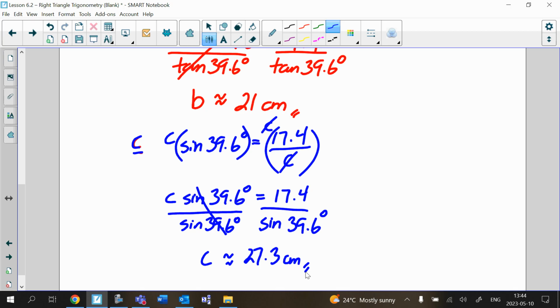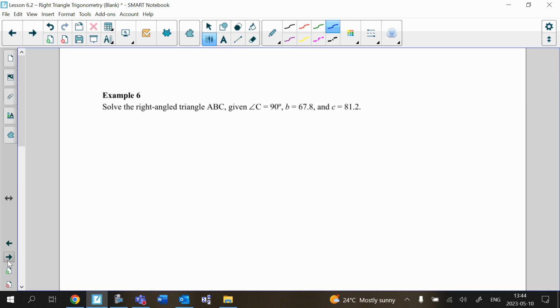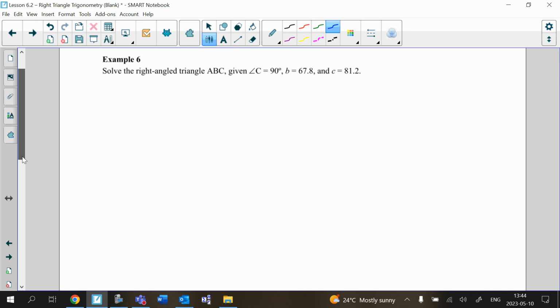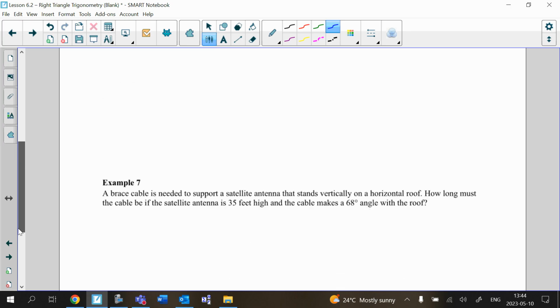I'm not going to do the next example just because it's very similar to what we just did. The only difference is I didn't give you a drawing of it this time. So sometimes you're going to actually have to draw, and you want to make sure that you draw accurately. Such as this last example. This is the final one I want to look at.